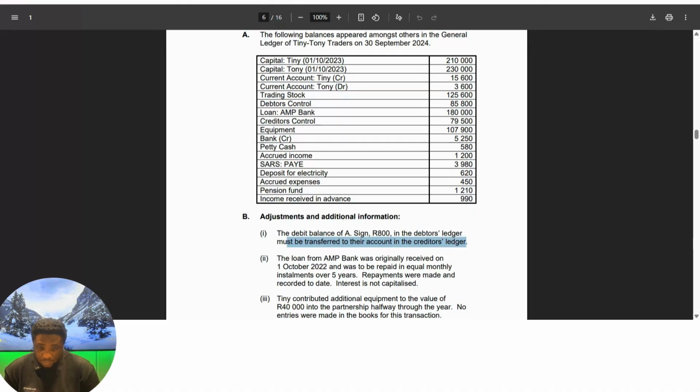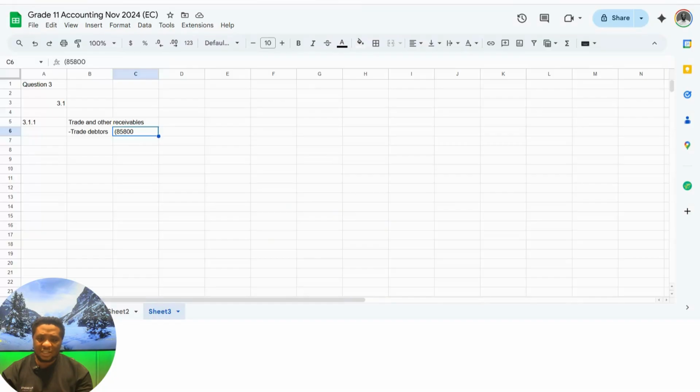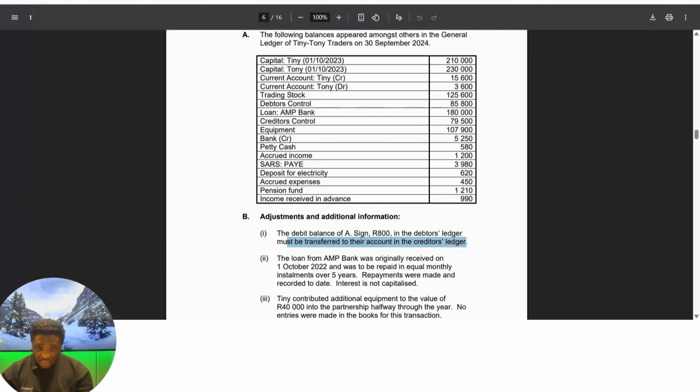Now, if someone has a debit balance of 800, it must be transferred into their creditor's ledger. Key thing: debit balance. So to transfer a debit balance, you basically need to credit. So we would need to credit our debtors. Now, crediting our debtors means we are decreasing our debtors, because our assets increase with the debit and decrease with the credit. So that 800 being transferred to the creditor's ledger would be subtracted from our trade debtors. And then let's see if there's other information.